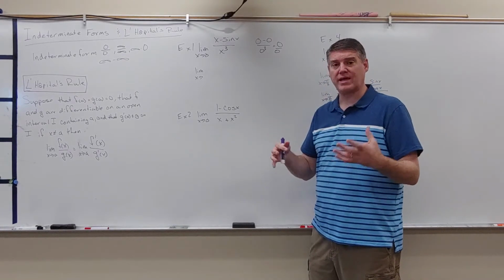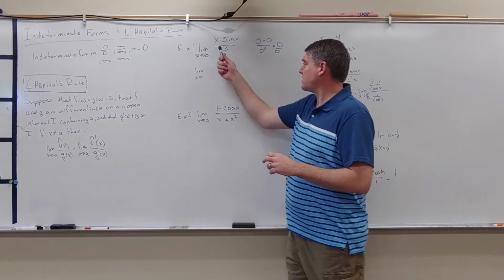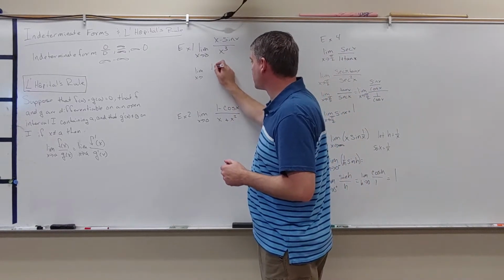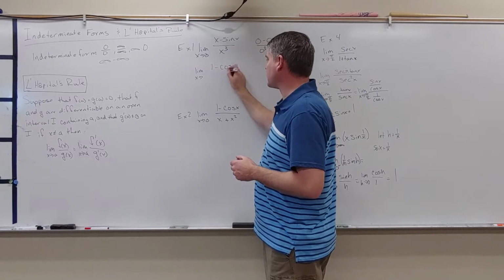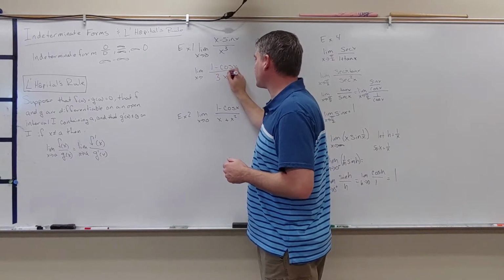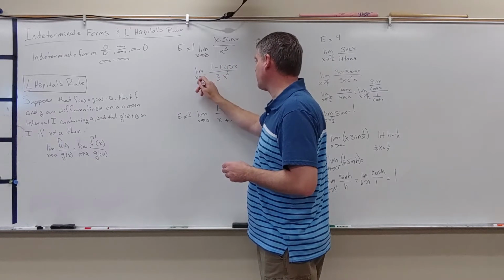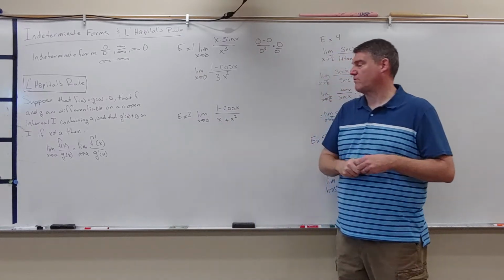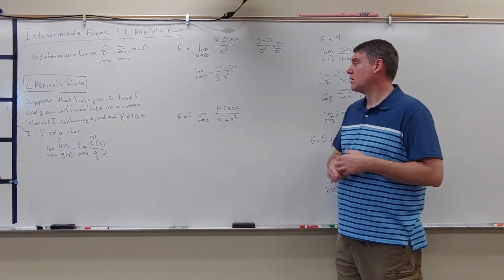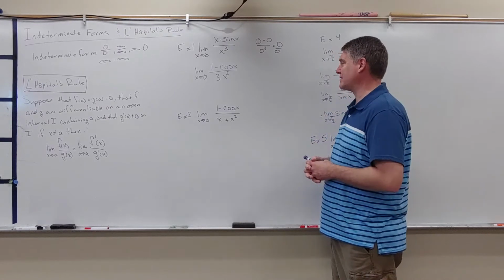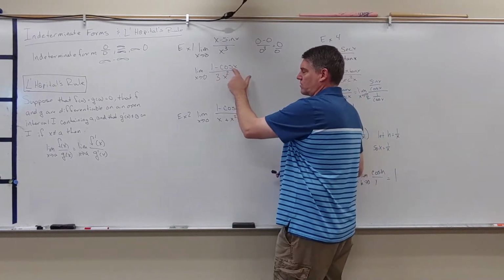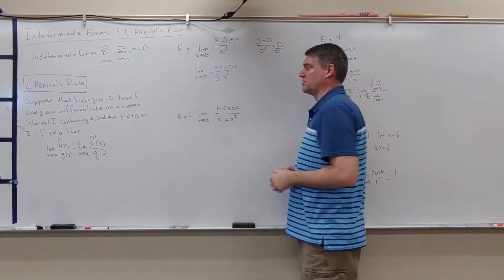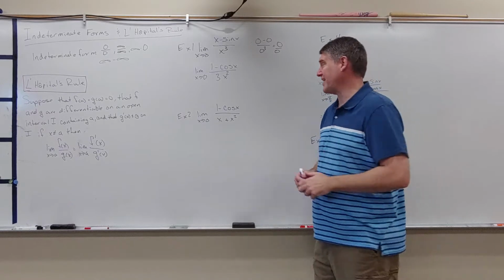What we're going to do is take the derivative. So I'm going to take the derivative of the top. The derivative of x is 1. So I have 1 minus cosine x over 3x squared. All right, so now if I plug in 0, I get 1 minus 1, which is 0, and I have 3 times 0, which is 0. Okay, so I can take the derivative again.